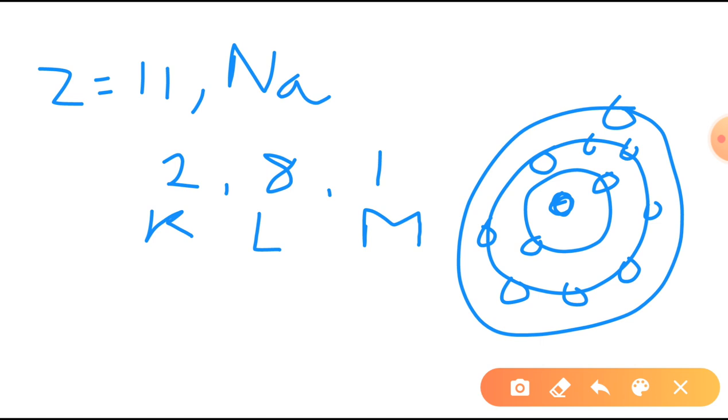Now let's take one more example. This time, let's say the atomic number Z equals 20. This is the atomic number for calcium. I'm writing Ca for that. When your atomic number is 20, it means you have 20 electrons as well as 20 protons, because in any atom the number of electrons is equal to the number of protons. So keep that in mind. Now we will distribute these 20 electrons into various shells.